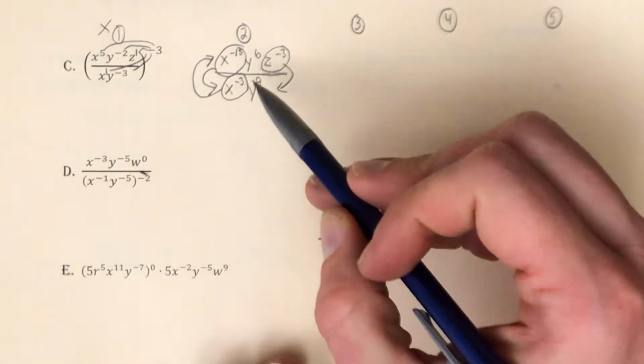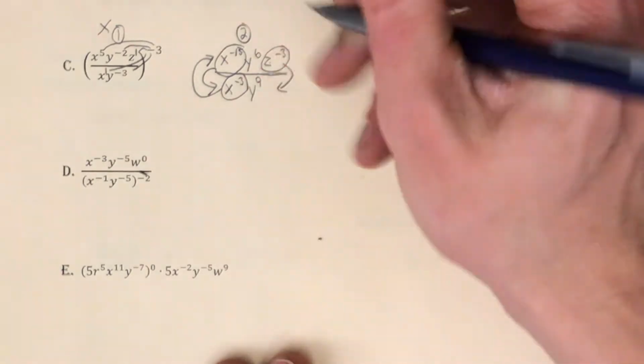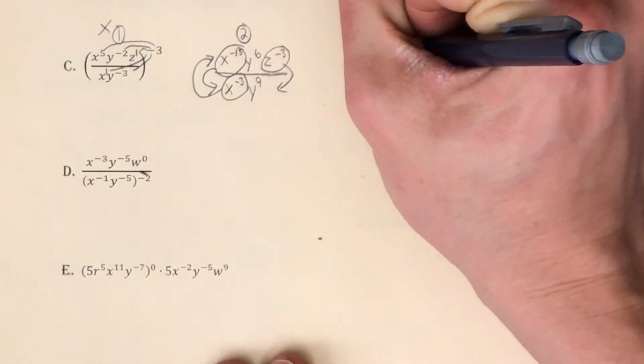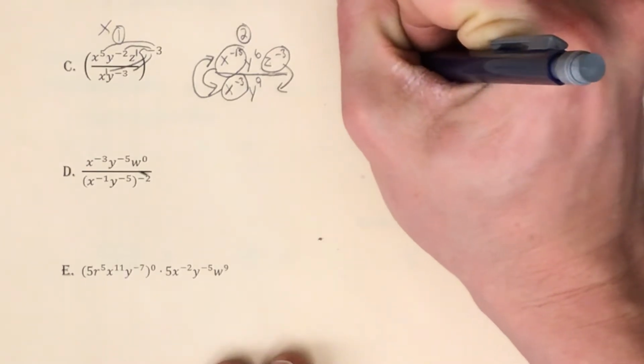So what you may notice is that the y's did not have negative exponents, so they are going to stay exactly as they are, where they are. So y to the 6th over y to the 9th.